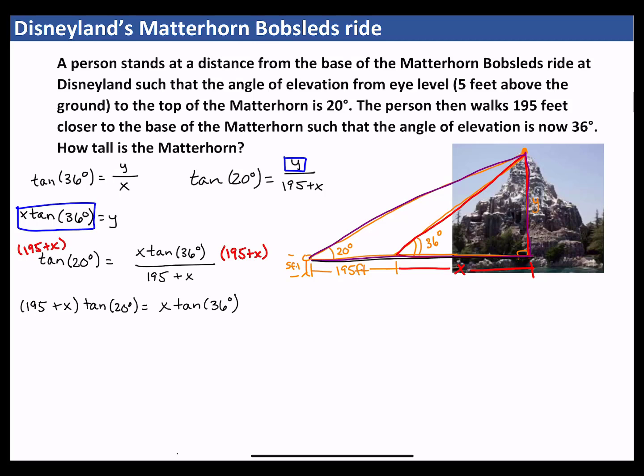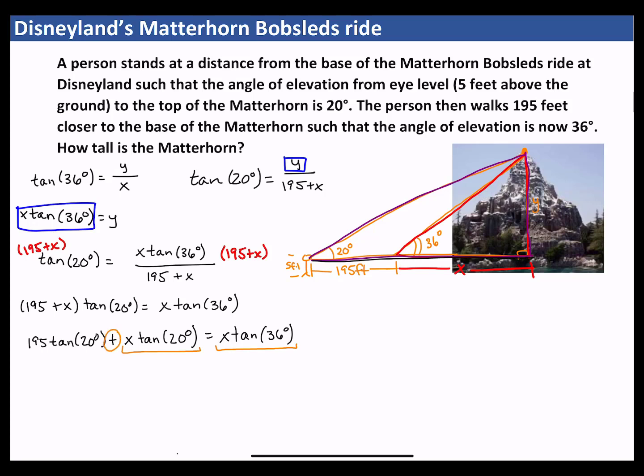We'll go ahead and distribute on the left side. So 195 times the tangent of 20 degrees plus x times the tangent of 20 degrees will equal x times the tangent of 36 degrees. And then you'll also notice that we have an x term on both sides. Notice that that x term is being added. So we want to get the x's on one side, and we'll do that by subtracting.